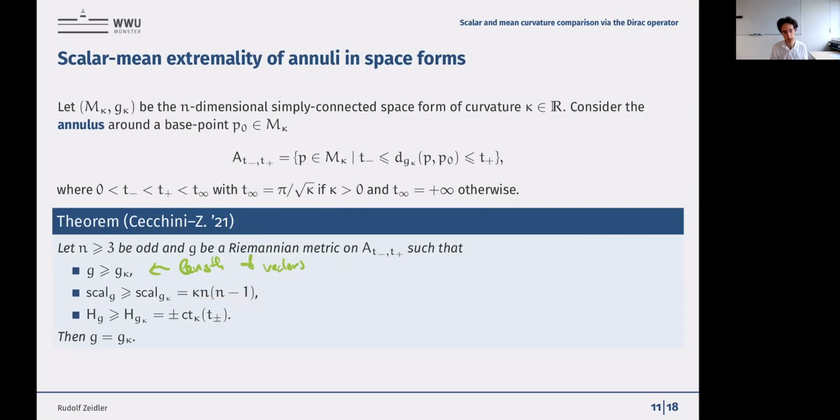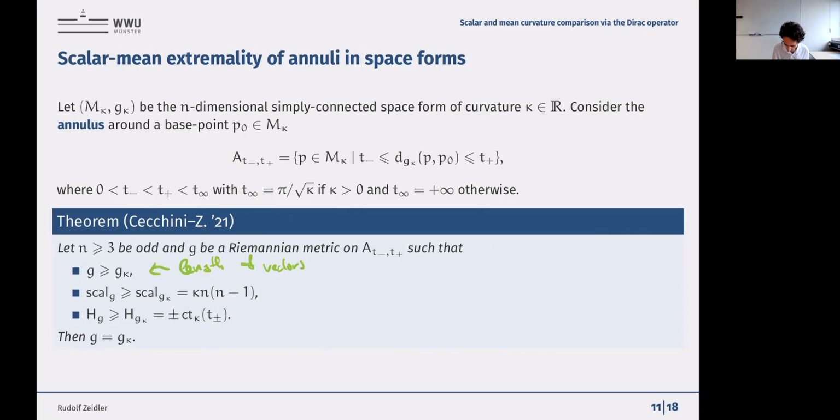And again, the mean curvature of the boundary should be bounded below by the corresponding mean curvature of the standard metric. This is just an explicit number. Again, it's the cotangent function corresponding to this curvature.